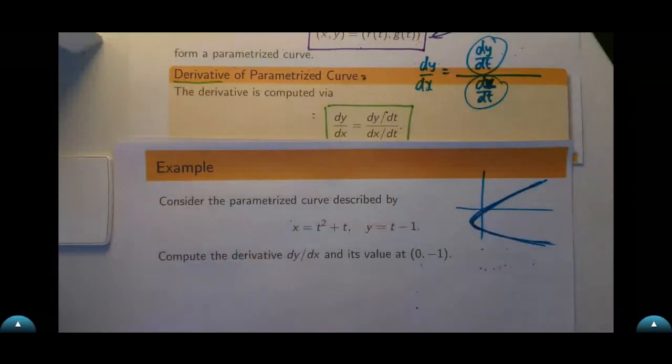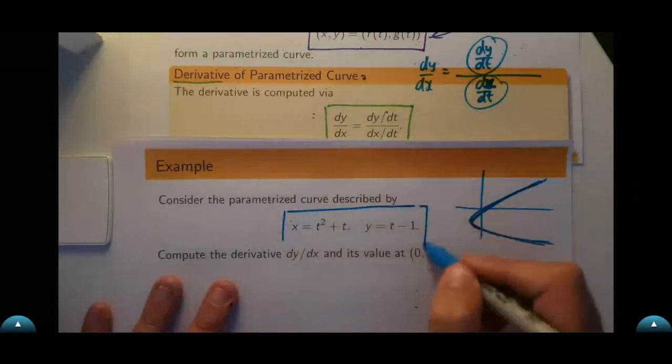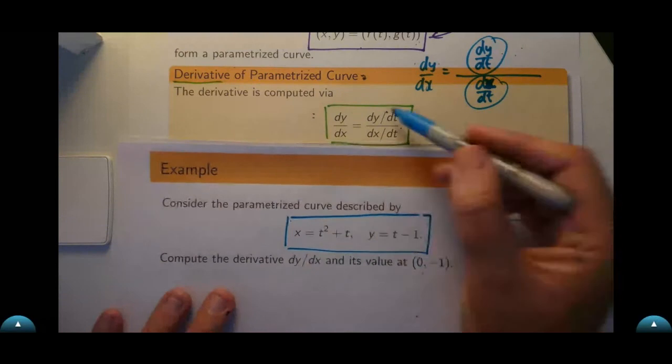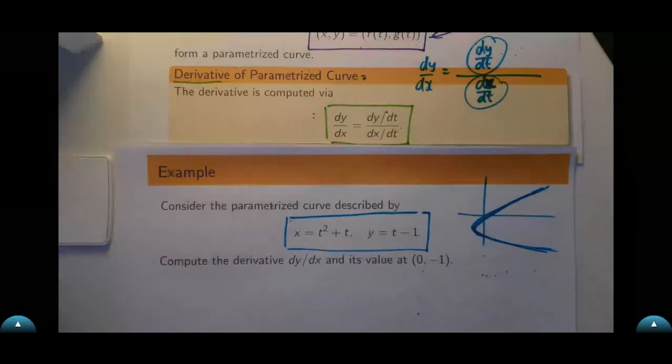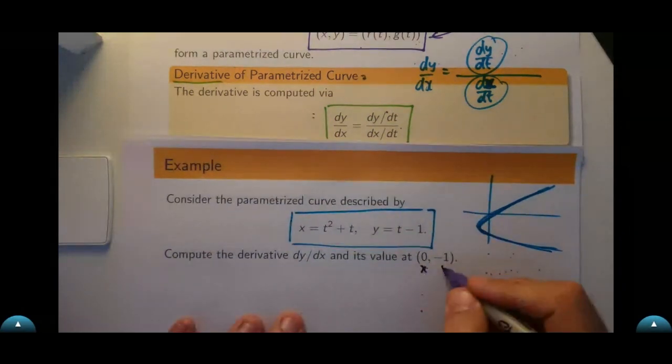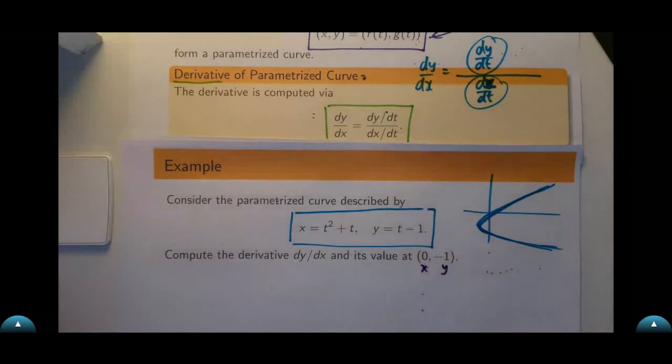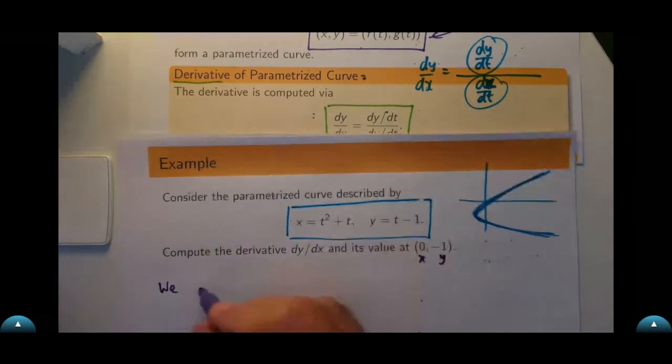Okay. All right, so let's differentiate these two parts and then we'll combine them in this way. We're also asked to compute the value of the derivative at the point. These are x points here. X equals 0, y equals negative 1. All right, so this is not a hard question because it just builds on something that you already know.